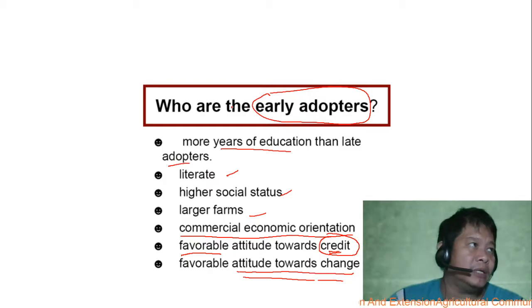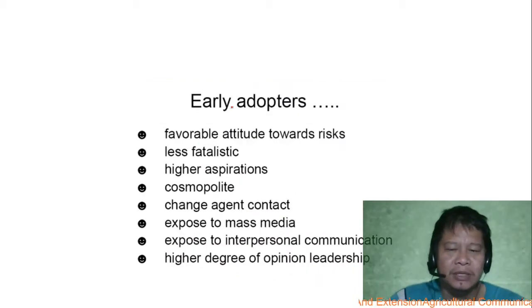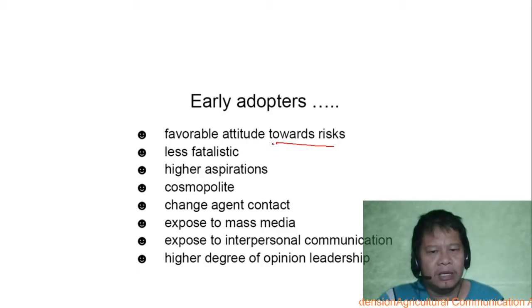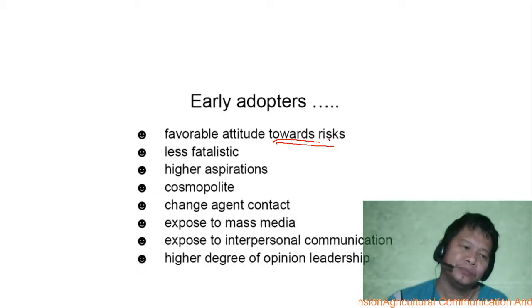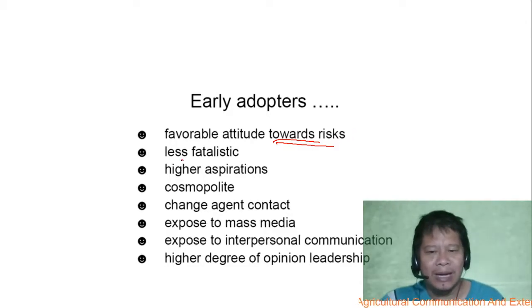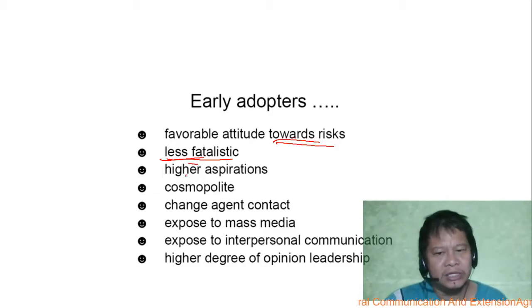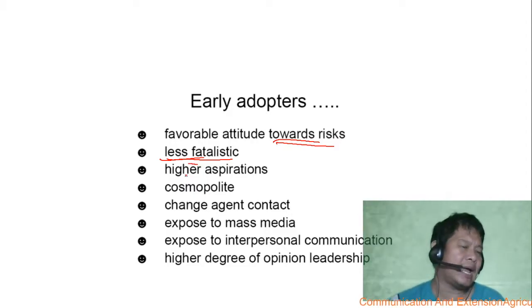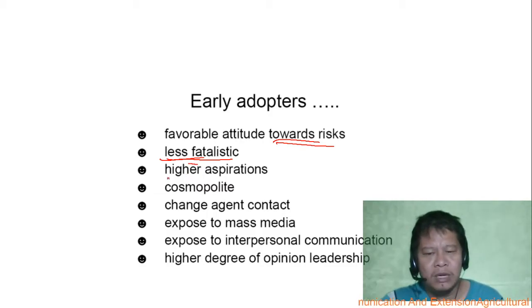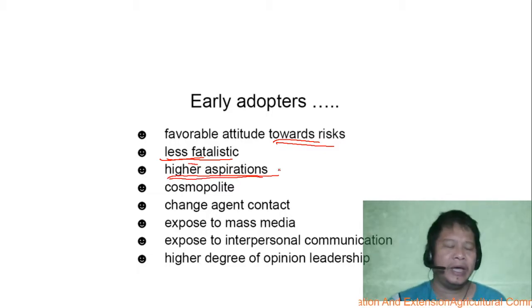Actually, I belong to the early adopters and I'm a risk taker. Early adopters are favorable towards risk. They are willing to gamble. It's okay to lose as long as they tried. They are the least fatalistic, because they are willing to change. Their outlook is not old-fashioned. So they are least fatalistic, with higher aspirations. Those who want to improve have higher aspirations in life.